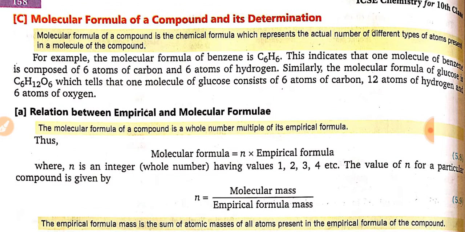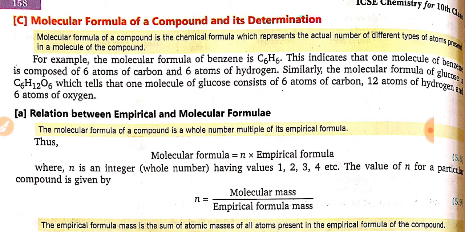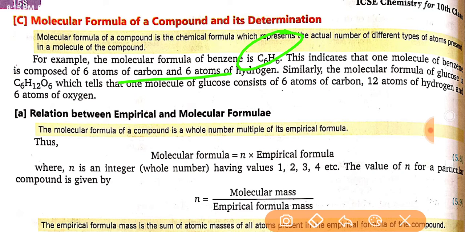So let's get started. The molecular formula of a compound is the chemical formula which represents the actual number of different types of atoms present in a molecule of the compound. For example, the molecular formula of benzene is C6H6. This indicates that one molecule of benzene is composed of 6 atoms of carbon and 6 atoms of hydrogen. Do you understand till here?